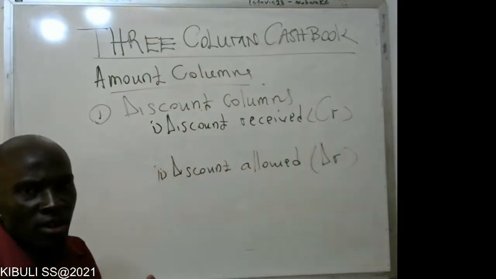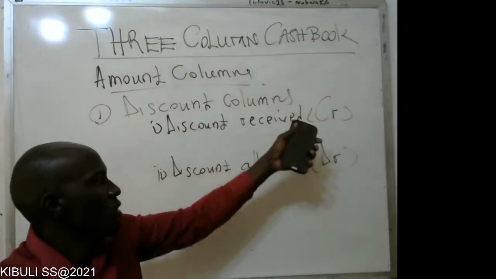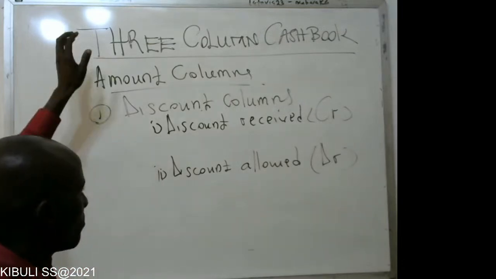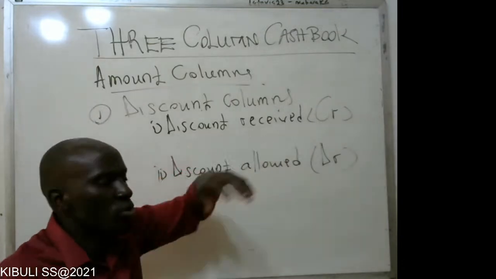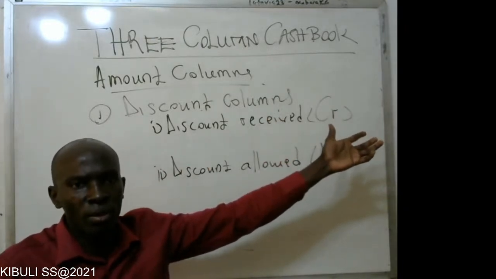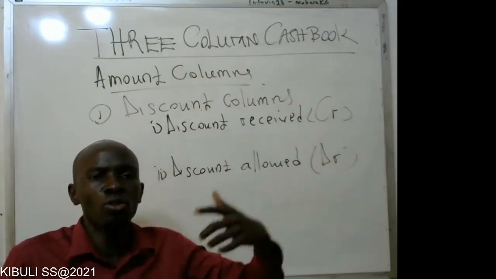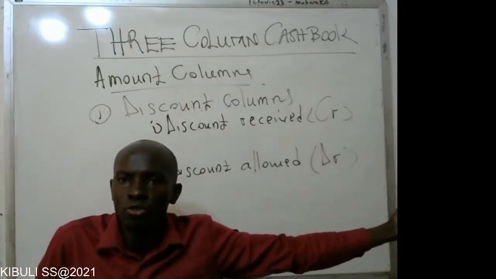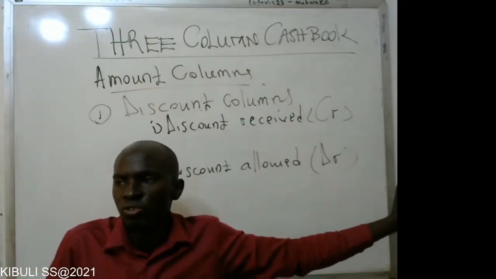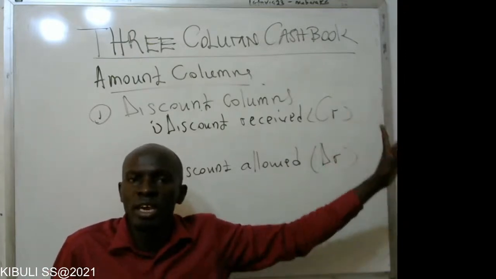I believe by now someone is starting to see the format of our 3-column cash book. Discount received on the credit side, discount allowed on the debit side. Why do we have the discount received on the credit side? Credit, which is giving out. Because the business receives it. But you receive it because you are paying out money. You are buying goods. And remember, when you buy, your cash or bank gives out, which is on the credit side. So that explains why the discount received is on the credit side.